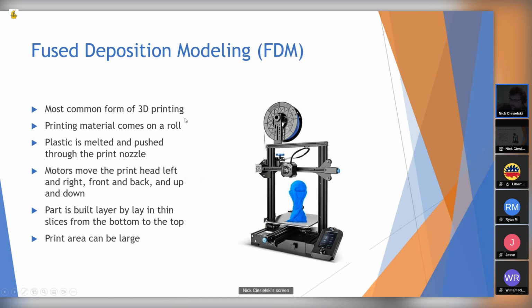You're going to print from a roll of filament here. It's going to feed down, push through, and the head of the printer is going to build it up layer by layer. It melts it, and it's just going to lay little lines down. You're going to have motors. You can see here you have a motor mounted acrossways. That is your X direction, your Y direction, and your up and down is your Z direction.